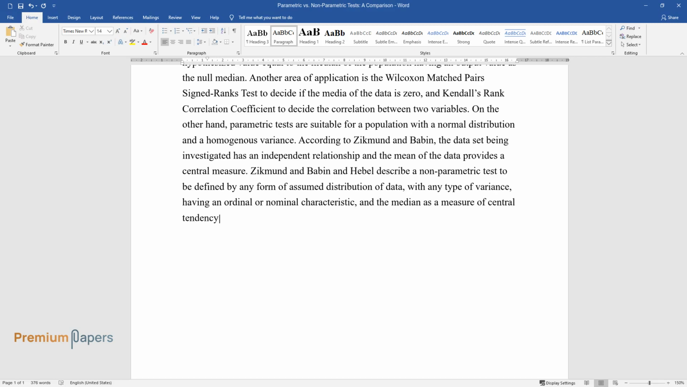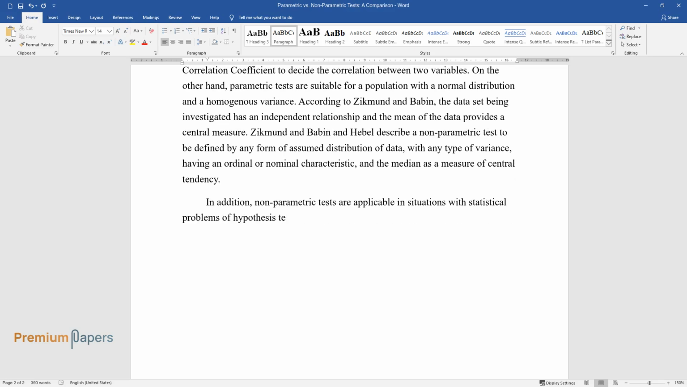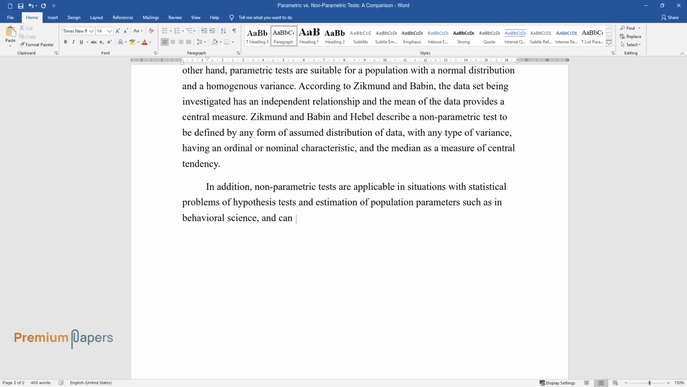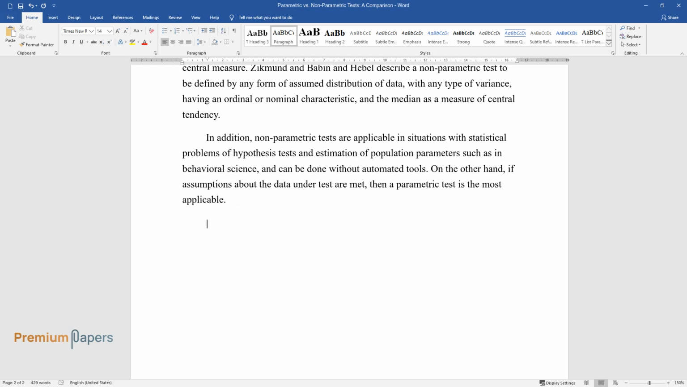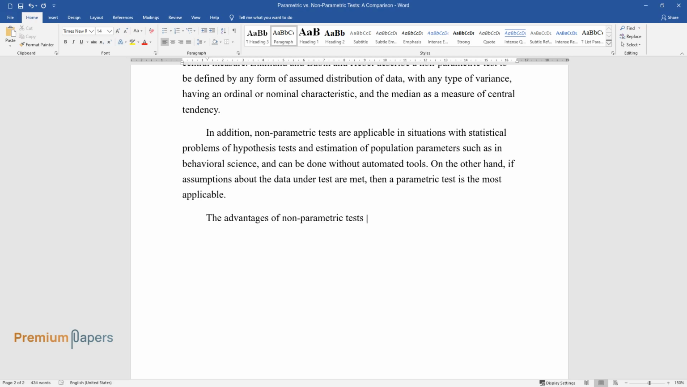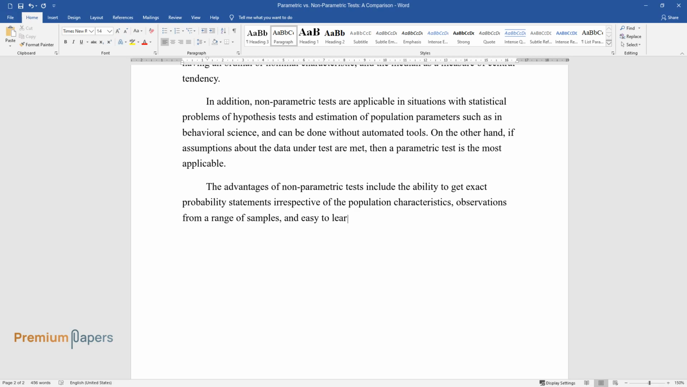In addition, non-parametric tests are applicable in situations with statistical problems of hypothesis tests and estimation of population parameters such as in behavioral science, and can be done without automated tools. On the other hand, if assumptions about the data under test are met, then a parametric test is the most applicable. The advantages of non-parametric tests include the ability to get exact probability statements irrespective of the population characteristics, observations from a range of samples, and easy to learn and apply.